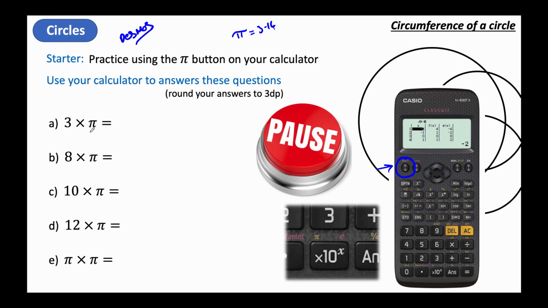Anyway, what I want you to do, I want you to pause the video. I want you to just work out these calculations. You know, what's 3 times pi, what's 8 times pi, and so on, or pi times pi, and answer them to 3 decimal places, and then unpause the video when you're done and see if you've got them right. Off you go.